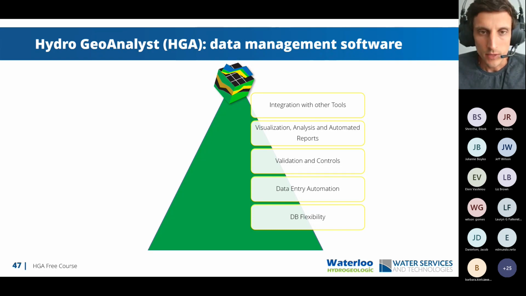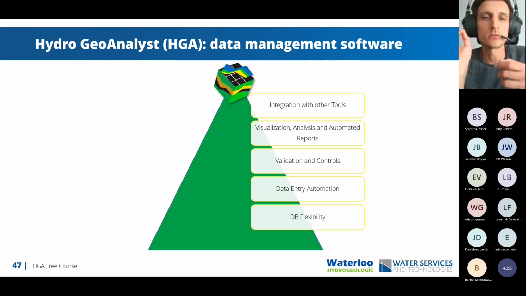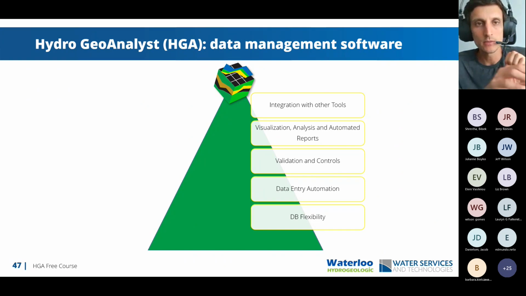And one very big advantage is that HGA allows you to have a very flexible database. So let's say, for example, I have a database for groundwater level, and I can store precipitation information and water quality. But let's say that I also want to store air emissions information in my database. With HGA, you can do that because HGA has a tool called Template Manager, where you can create new tables in your database. You can create new fields for each table.